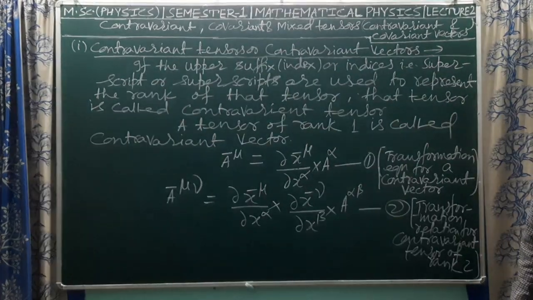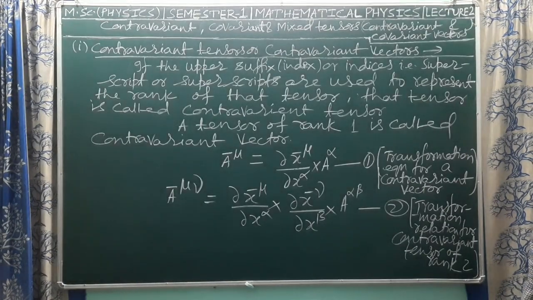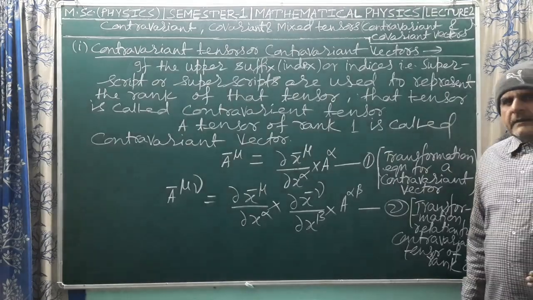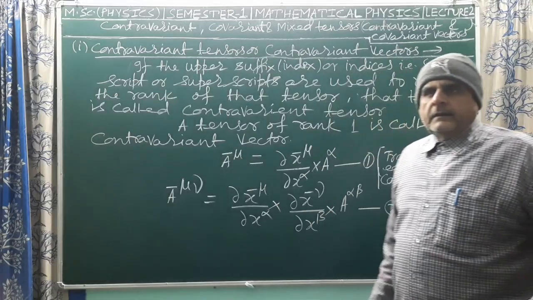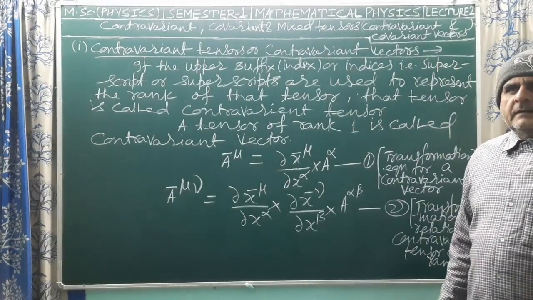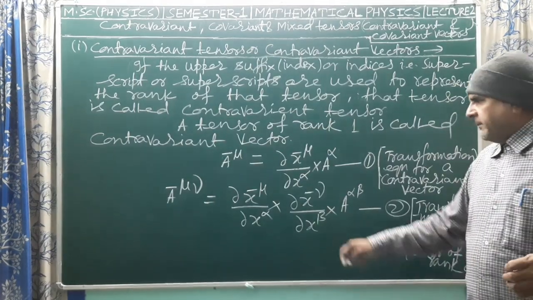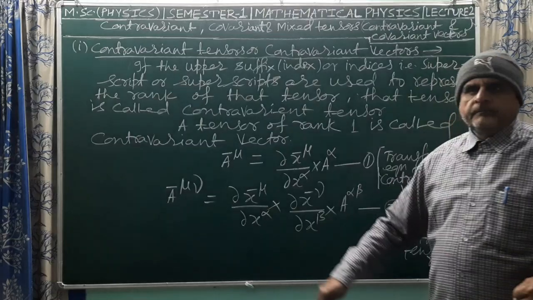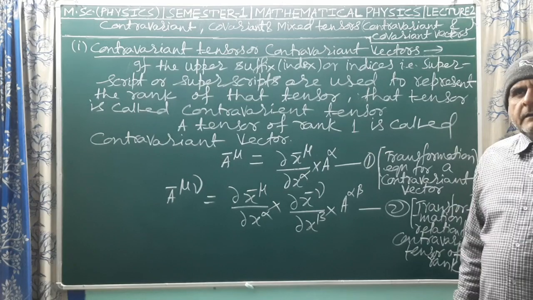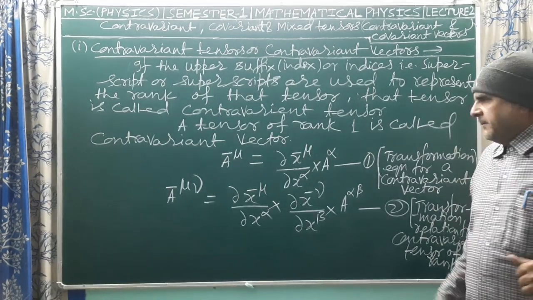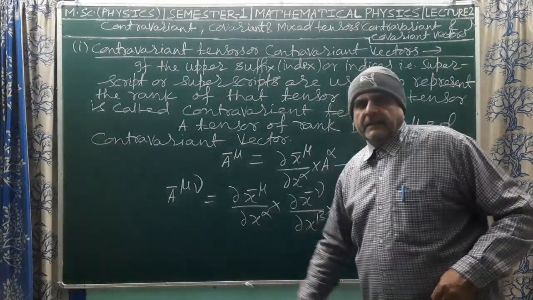तो जब n स्क्वायर क्वांटिटीज represented by a mu nu in one coordinate system, that is in a system of variables x to the power mu, and these quantities have values a bar mu nu, or a dash mu nu, that is prime system or bar system.